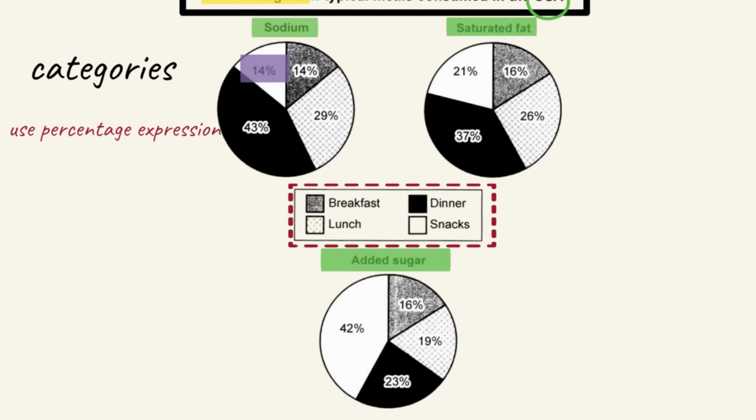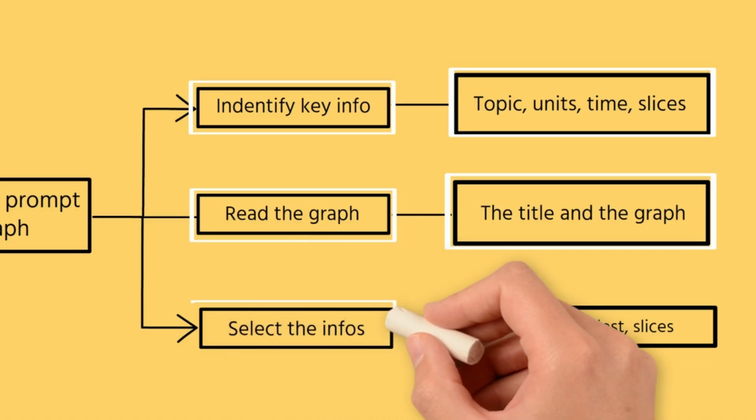Final tip. By the end of this reading step, you should have a clear understanding of what the pie chart represents and the significance of each slice.